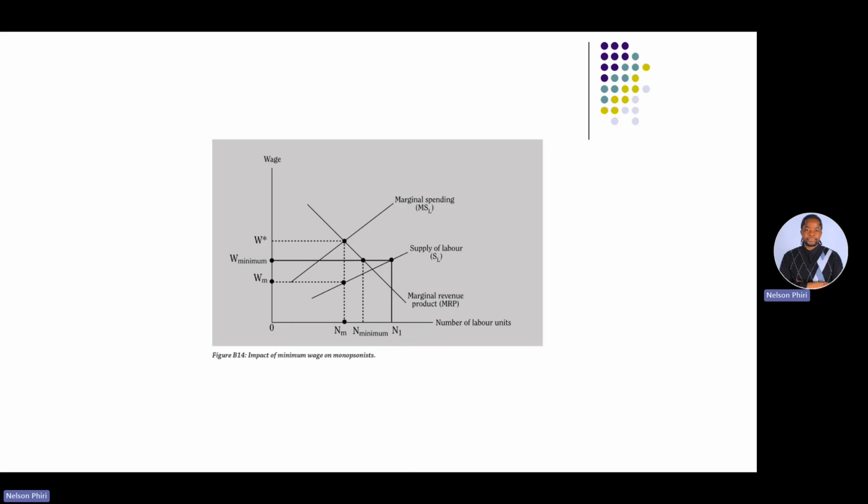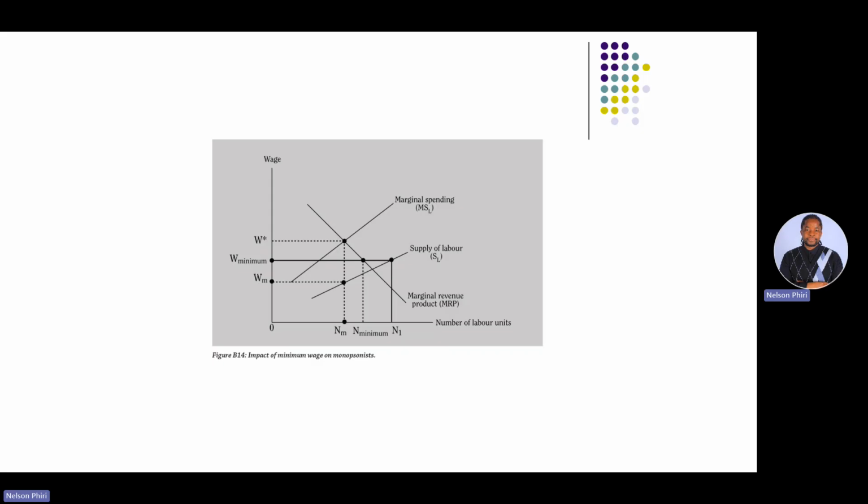Then we move a step further. We go to imposition of a minimum wage. In the case of an imposition of a minimum wage, you can see the minimum wage is shown there. The impact of the imposition of the minimum wage is studied in the diagram that you see in that particular section there, which is B14.